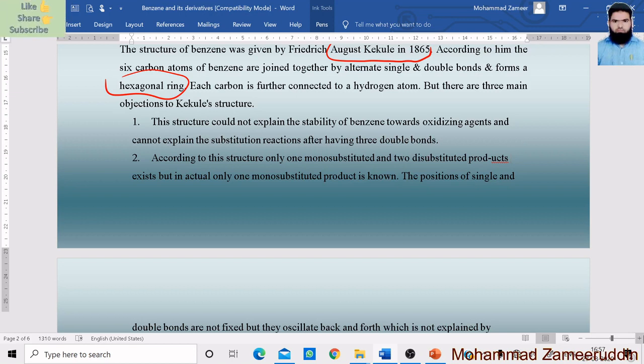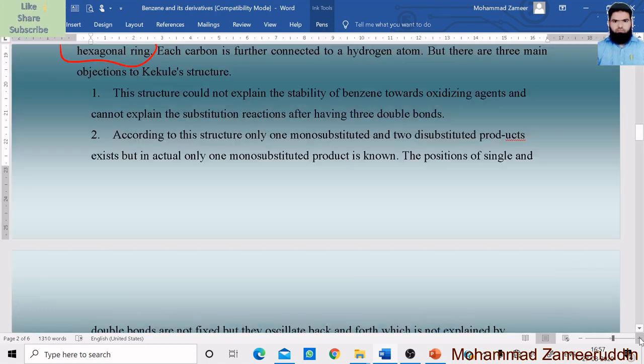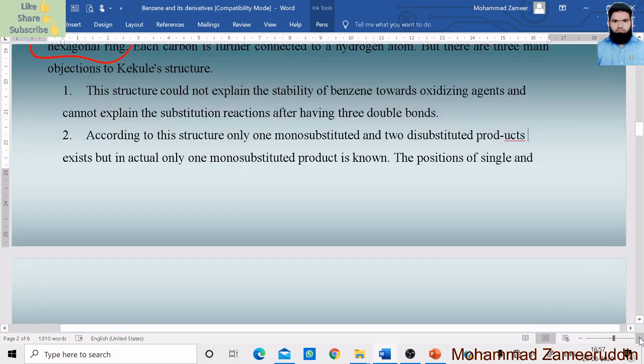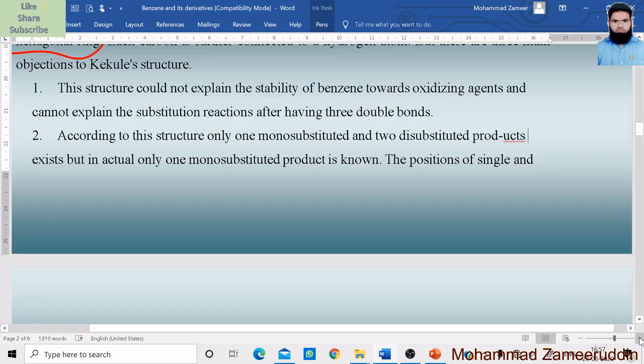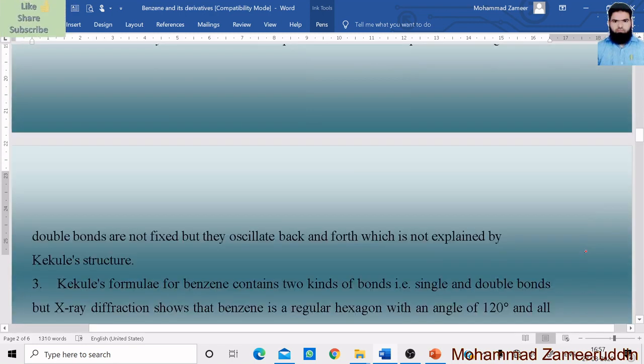Now the second objection is about this structure. I will zoom the screen so you can see easily. According to this structure, only one mono substituted and two di substituted products exist, but in actual only one mono substituted product is known. The positions of single and double bonds are not fixed, but they oscillate back and forth, which is not explained by the Kekule's structure.